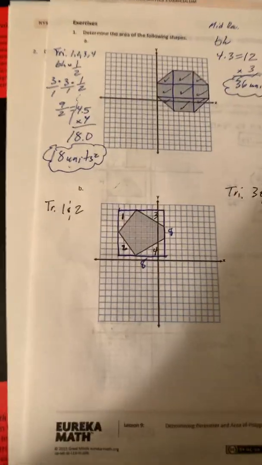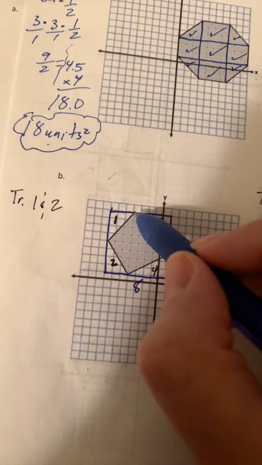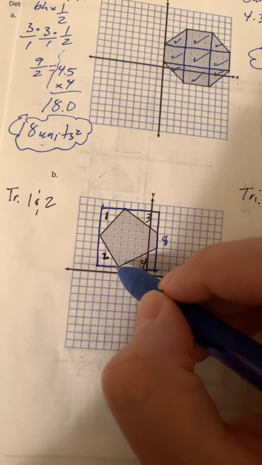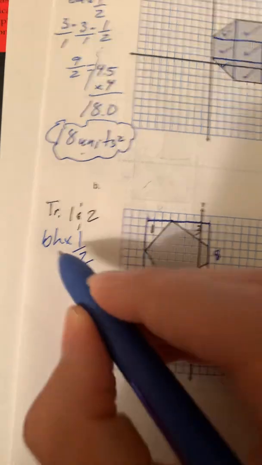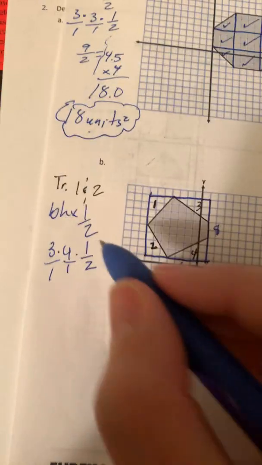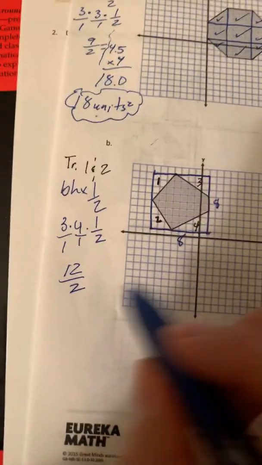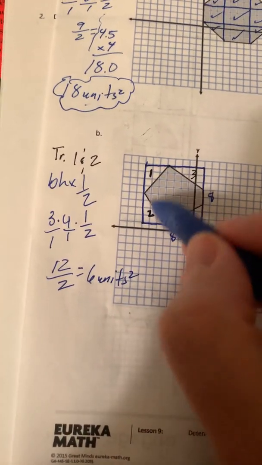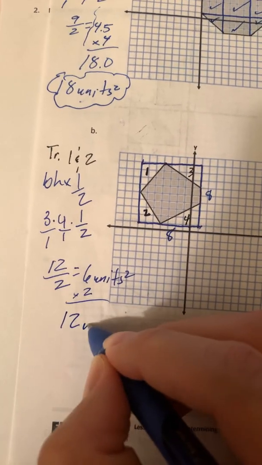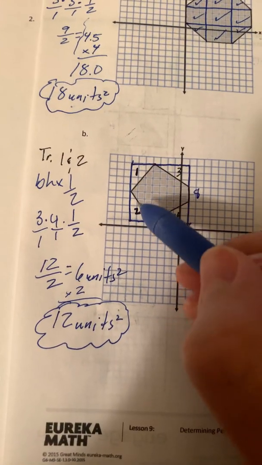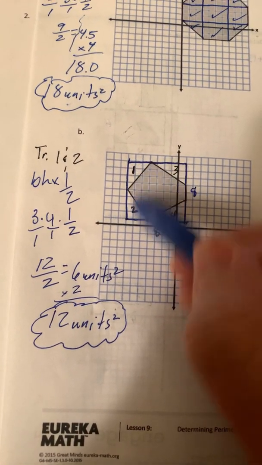So let's find the area of those ones. Let's see, what's the base? 1, 2, 3, and the height 1, 2, 3, 4. Double checking, base 3, height 4. So base times height times 1/2. So we have 3 times 4, 12 divided by 2, which is 6 units squared. And I'm going to multiply that by 2 because there are 2 triangles. So the area of triangle 1 and 2 together is 12 units squared. That's 6 plus 6, which is 12.